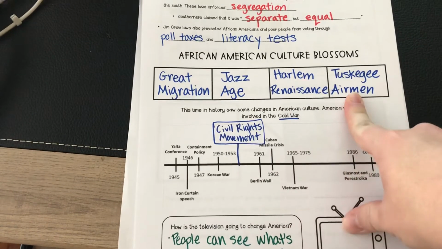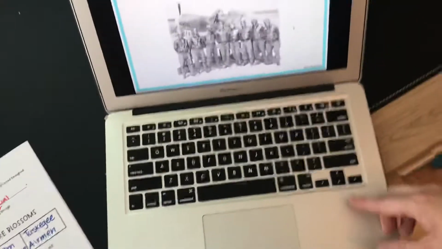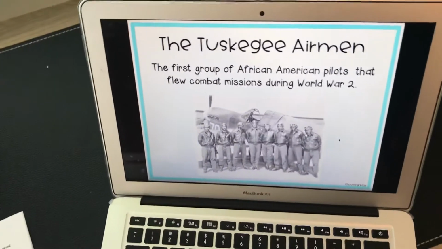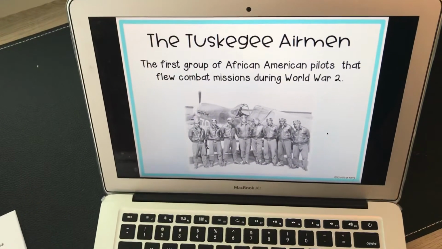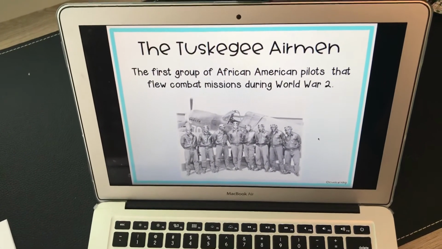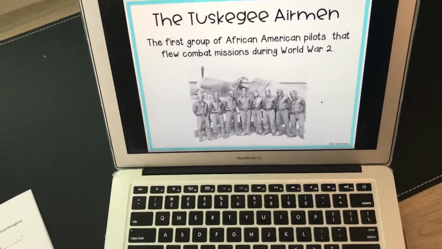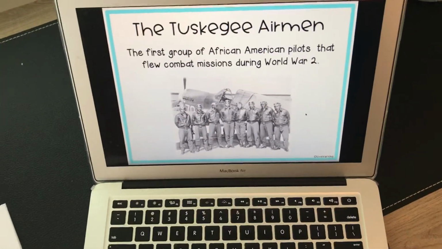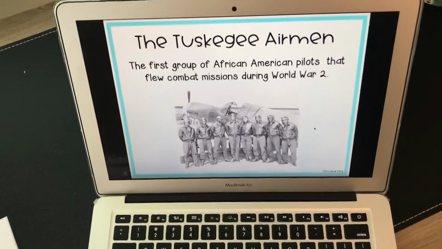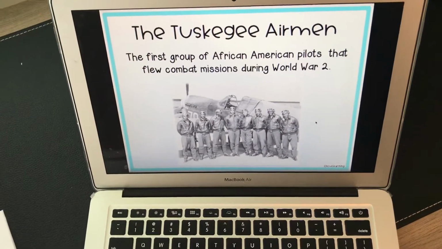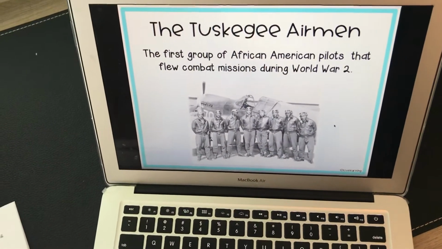The last, Tuskegee Airmen. So during World War II, they were the first African-American pilots that flew combat missions during World War II. And discrimination was very apparent, even in the military. But things began to change because of this, because they were so successful and so great at what they were doing.